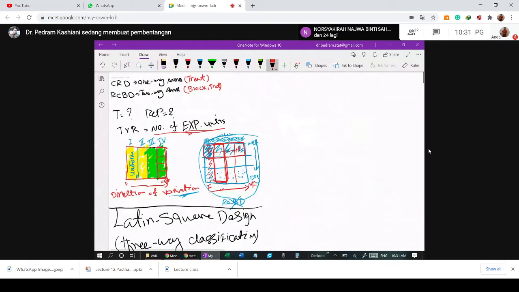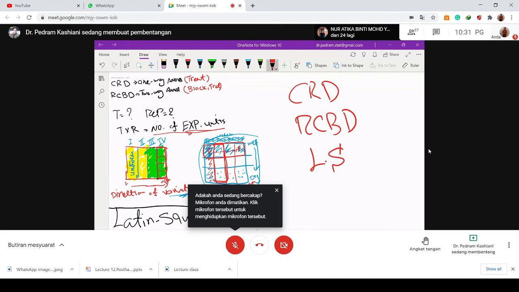So the experimental designs we discussed in this class are these three: CRD, RCBD, and Latin square. Okay, most of the time you use these two. This one you seldom use.